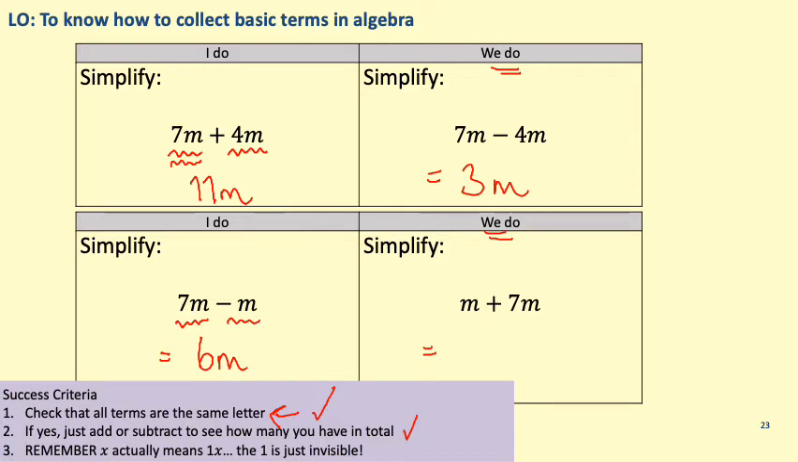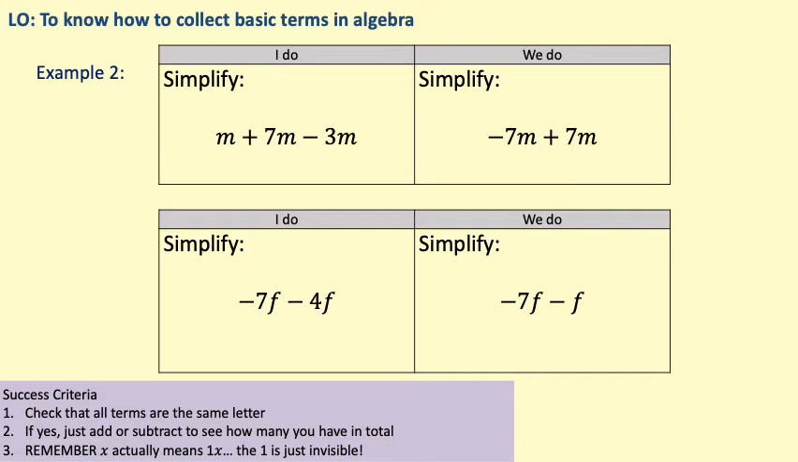Down here we have 1 lot of m. Like as we say in our last success criteria, x actually means 1 times by x. It's just we don't need to write the 1 because it just means 1 times by the m. But just having the m there, we say the same thing. So here we have 1 marble and we add 7. So in total we're going to have 8 marbles. Give yourself a mark there for both of those if you got them right.